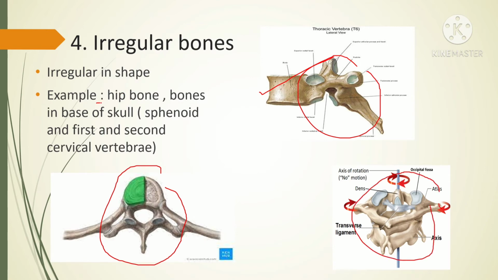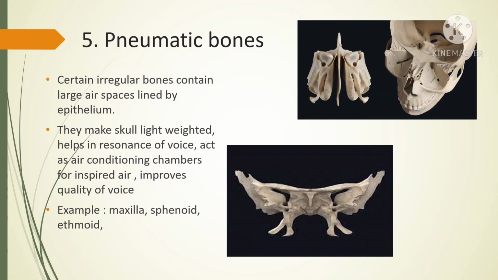Example: hip bones. Bones in the base of the skull, I mean sphenoid, and the first and second cervical vertebrae. So remember these examples of irregular bones. First is the hip bones, bones in the base of the skull, which is the sphenoid bone, and the first and second cervical vertebrae. This bone we saw in the first slide, the cervical vertebrae. So these bones are irregular in shape and structure.